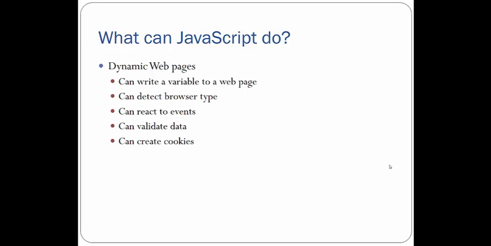But you can also use JavaScript to detect which type of browser is viewing the page. You can use it to validate data that's entered into a form, and you can use it to create and manage cookies, which are small little files that your browser produces and maintains to help track where you're going, or perhaps to implement a shopping cart.